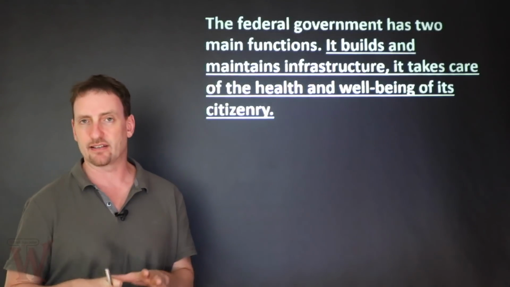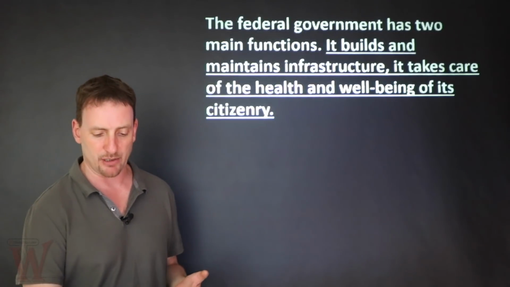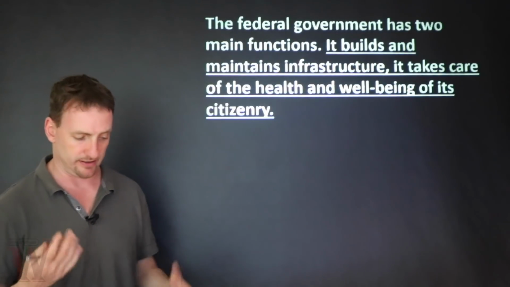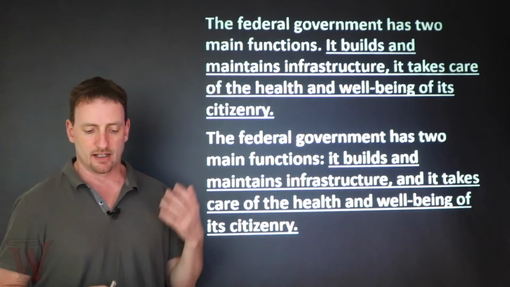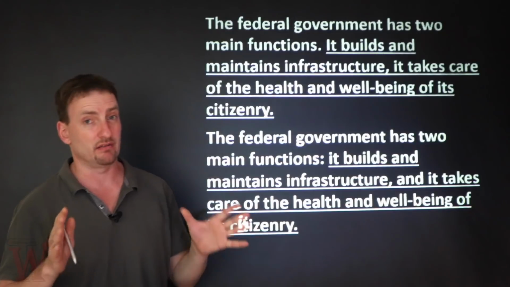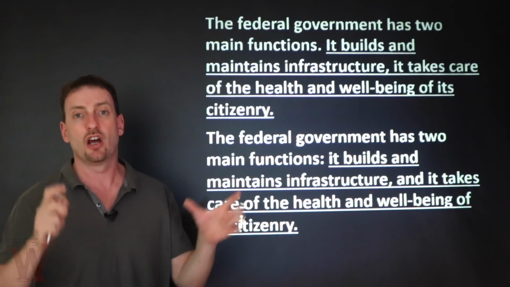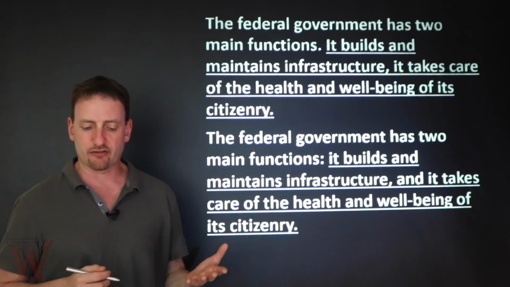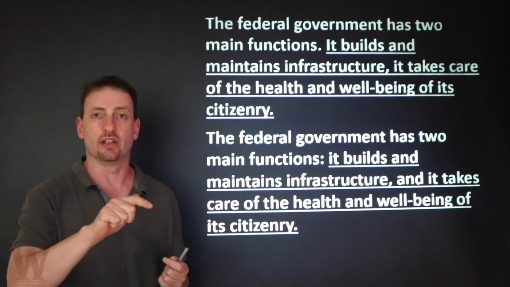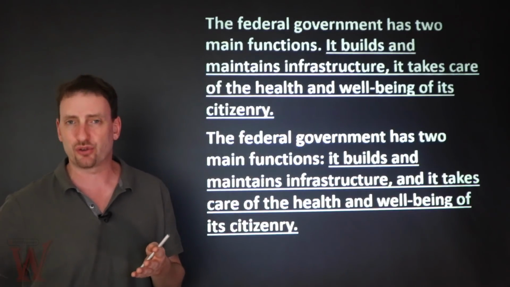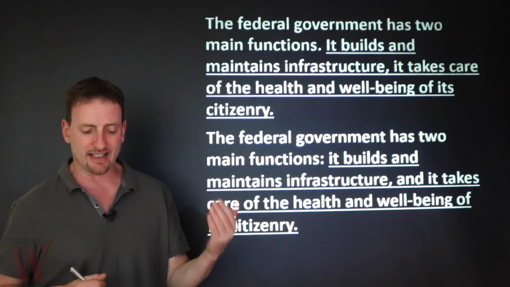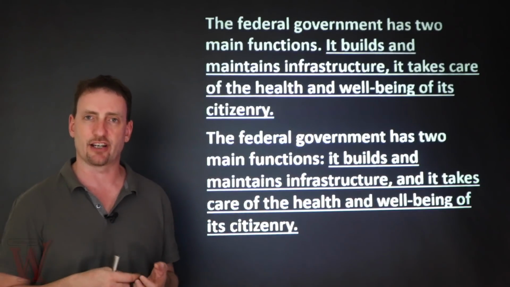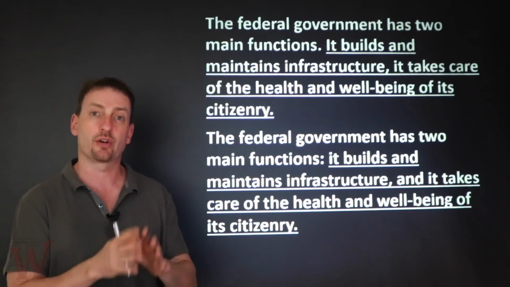So the underlined sentence is actually a run-on sentence, again, because you have the comma there joining the two independent clauses. So how are you going to fix this, first of all? So, one way. The federal government, now this is the best way, I think, to fix this particular sentence, because actually all three independent clauses are working together. The federal government has two main functions, colon. Colon, because I'm about to explain what those two functions are. One, it builds and maintains infrastructure, comma, and two, it takes care, etc. Okay, so join it with a comma and the coordinating conjunction.